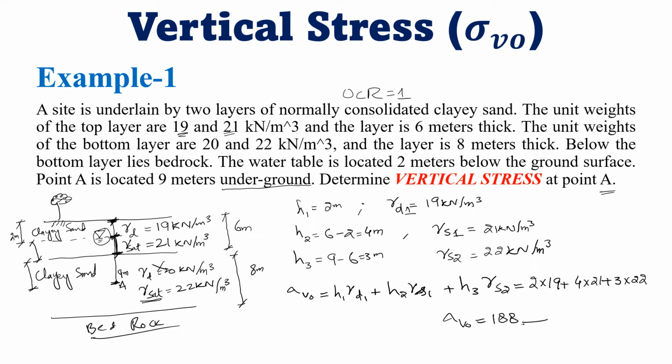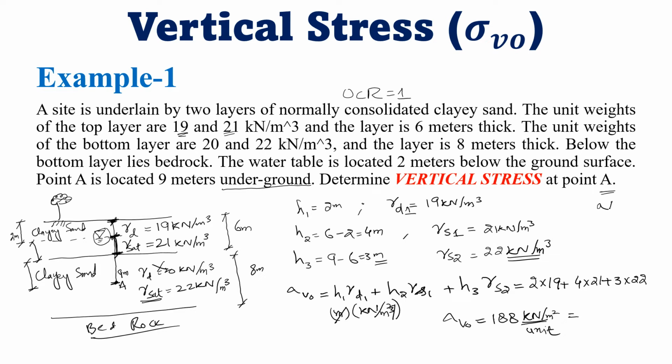Now the next question is, what will be the unit? You can see gamma is in kilonewton per meter cube and H is in meter. We multiply gamma with H. H is in meters and gamma is in kilonewton per meter cube, so this meter will be cancelled with one of the meters in the cube, and the result will be meter square. So the unit will be kilonewton per meter square, or Newton per meter square, which is known as Pascal.